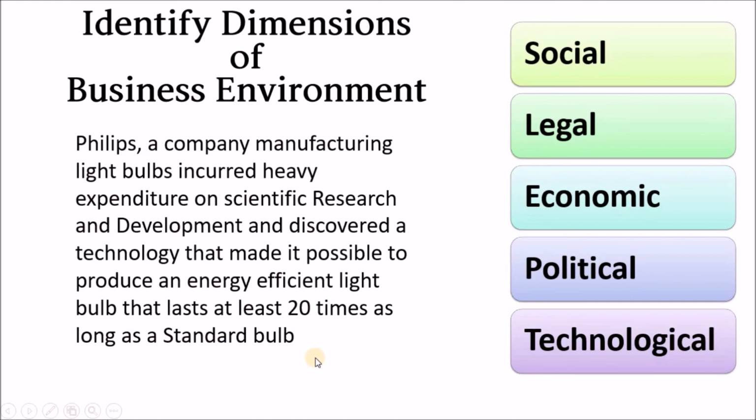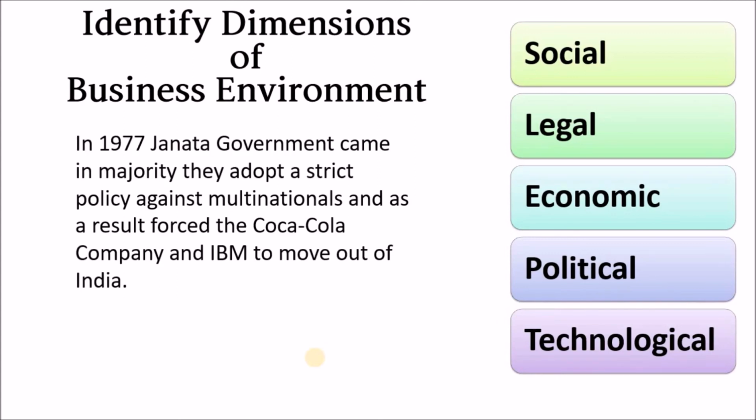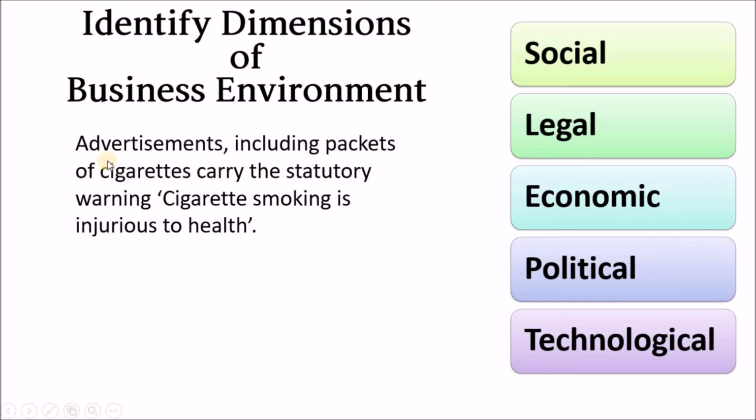So here we are talking of technological environment. Next example is in 1977, Janata government came in majority. They adopted a strict policy against MNCs, and as a result they forced Coca-Cola company and IBM to move out of India. So when we talk of political party, it is political environment. Then advertisements, including packets of cigarettes, carry the statutory warning, cigarette smoking is injurious to health. So this needs to be there on all the packets of cigarettes. So this is legal environment.